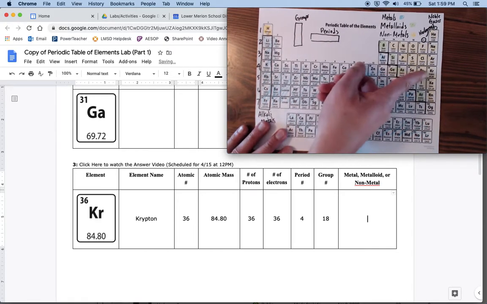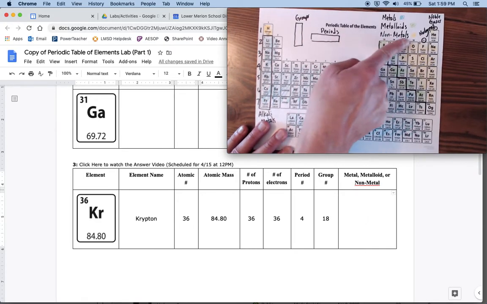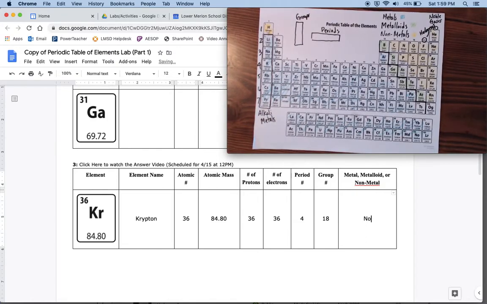And then since I colored it yellow here, I know that my yellows are non-metals. So I know that Krypton is a non-metal. There you go.